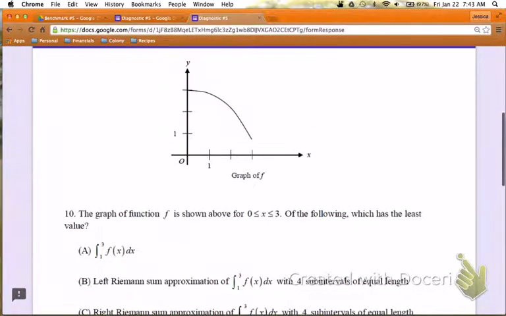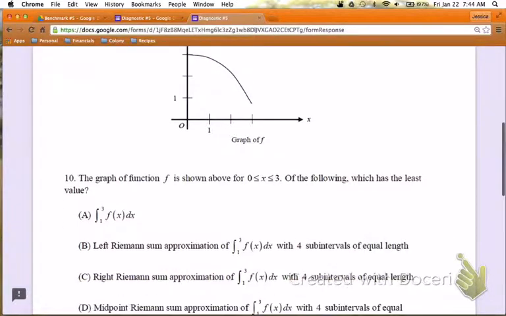The next one down, the left Riemann sum approximation of the integral from 1 to 3 with 4 subintervals of equal length. If I do a left Riemann sum approximation, remember I'm coming from the left, I only want to look from 1 to 3, and they want 4 subintervals, so I have to divide it like this. Notice that all of my left ones are over. So those are all over approximations, which means I know it's at least bigger than part A. So it's definitely not the answer because they want the least value. So far between A and B, A is smaller.